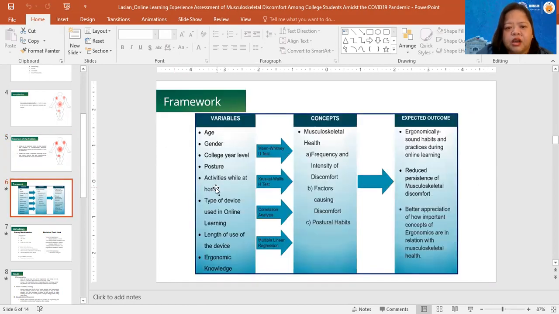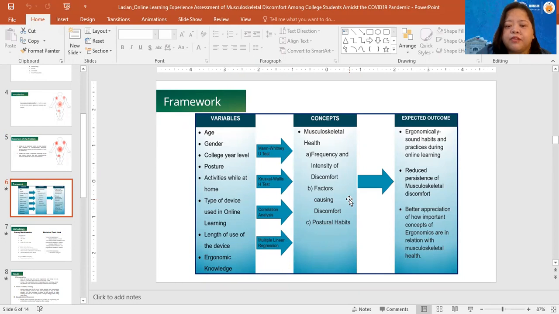For our framework, we're going to start first with identifying what would be the inputs or the variables that we have to consider. And we were able to come up with the consideration in terms of age, the gender, college year level, posture, activities while at home, type of device used in online learning, the length of use of the device, and the ergonomic knowledge. And then we're going to test these variables in terms of Mann-Whitney U test, the Kruskal-Wallis H test, correlation analysis, and last will be the multiple linear regression.